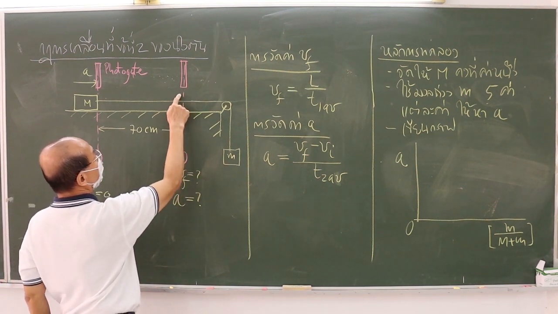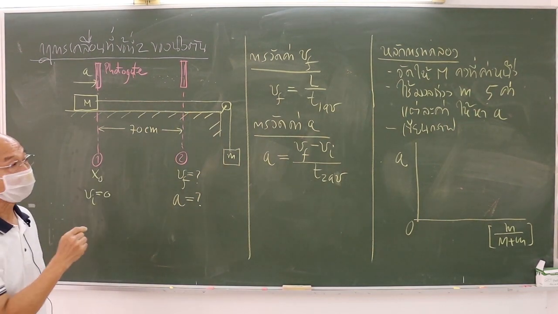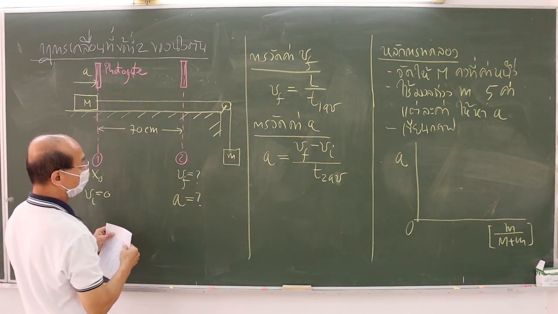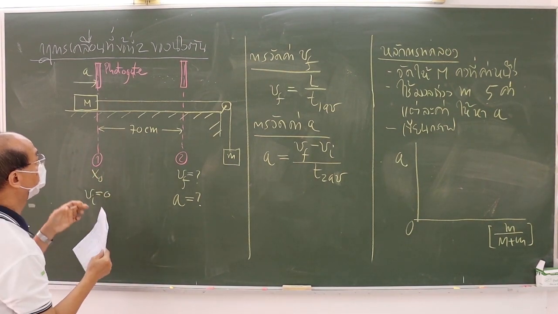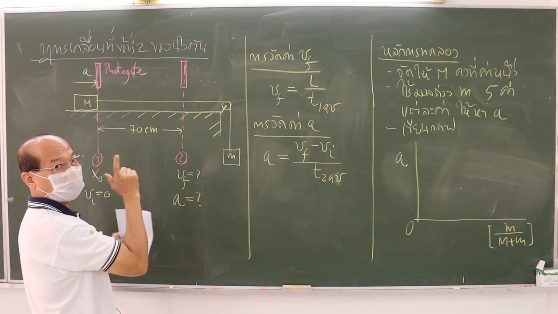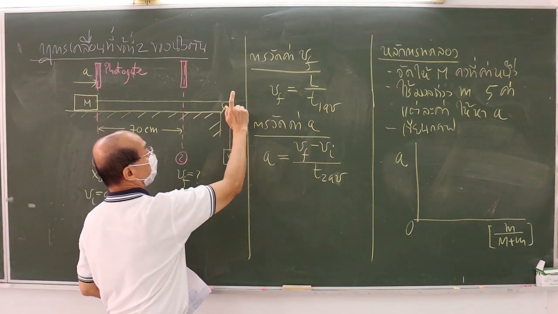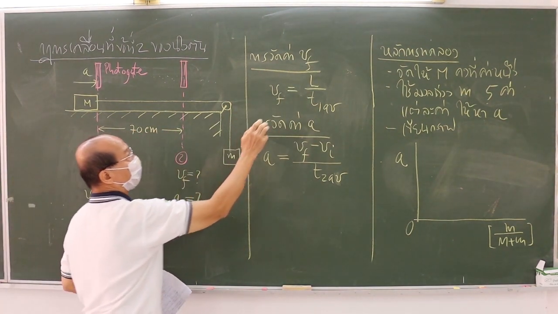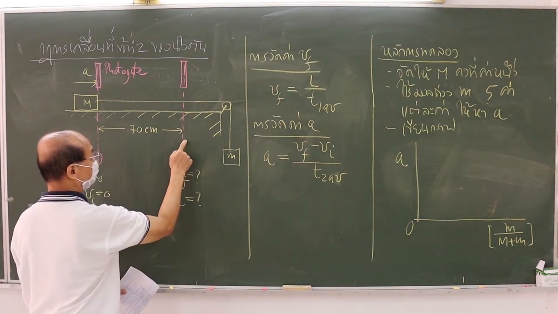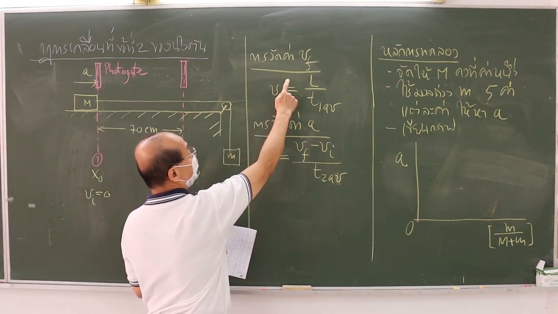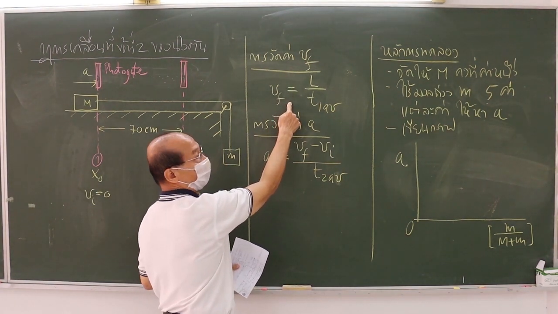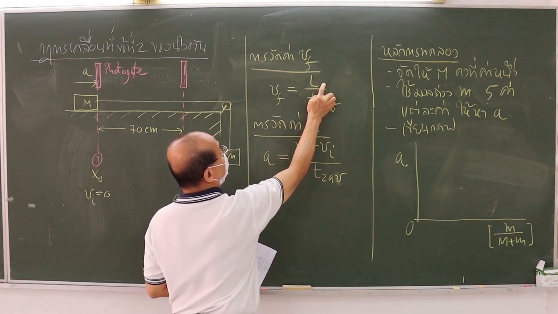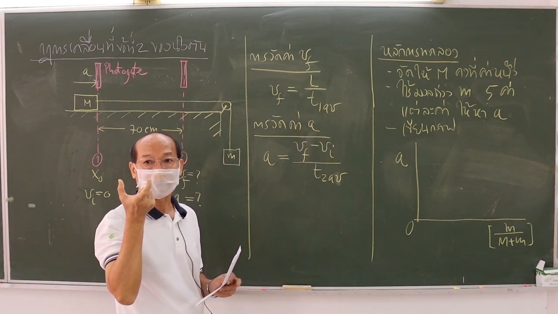At position 2, we place another photo gate. It is a part of the timer system. We want to measure the speed Vf of mass capital M when it passes position 2. By definition, the speed Vf is the distance L it travels in a time duration t1.